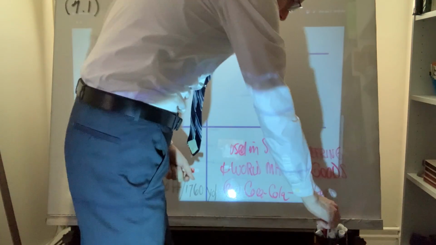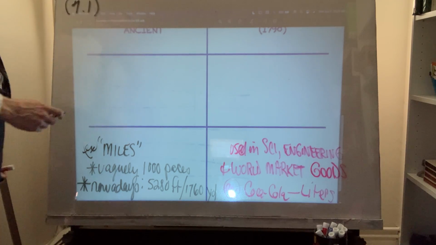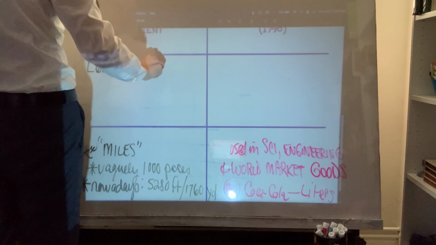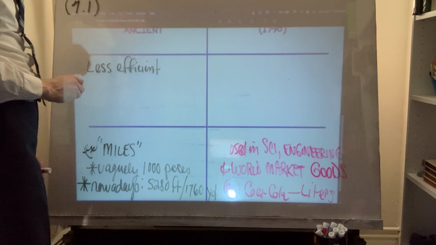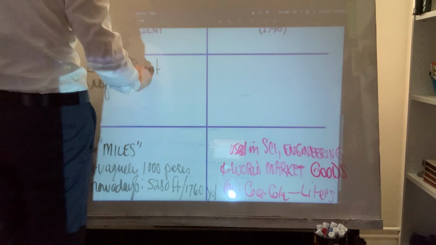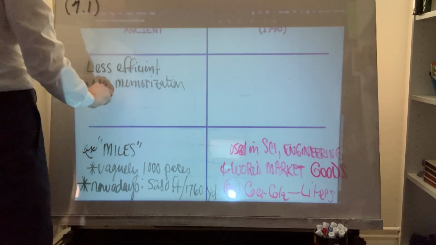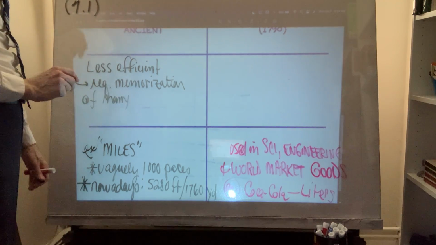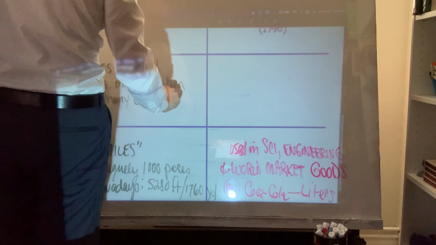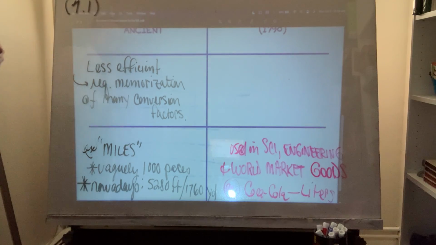Not to corrupt your opinion, but what is troubling about the imperial system is that it's less efficient, really. And I would say that because it requires memorization of many conversion factors. And they would seem somewhat arbitrary.